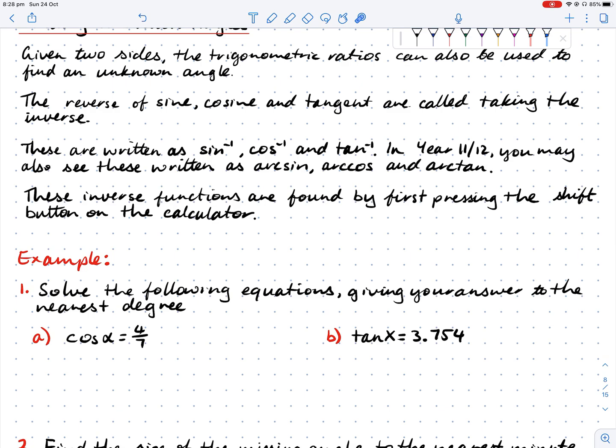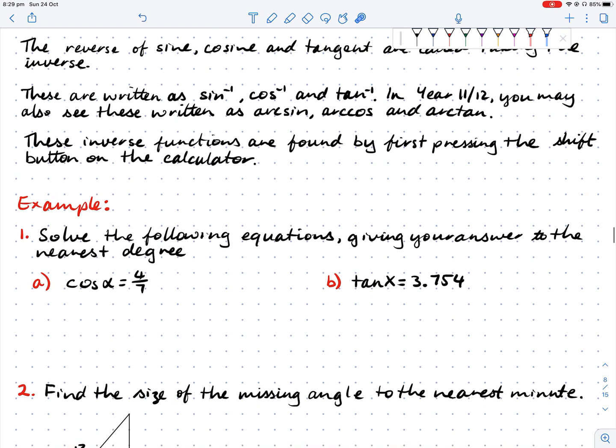When we write these out, we write them as sine with a little minus one, like a power, cos with the minus one, and tan with the minus one. In Year 11 and Year 12, we'll also have another type of notation, which is arc sine. It's just like putting the word arc in front of sine, and means exactly the same thing as sine minus 1. Arc cos and arc tan. The nice thing about this notation is that you don't have this little power, because sometimes powers can get a bit confusing. But we're going to stick with the minus 1 notation for now. Later on, we will use the arc notation when we get to Year 11 and Year 12.